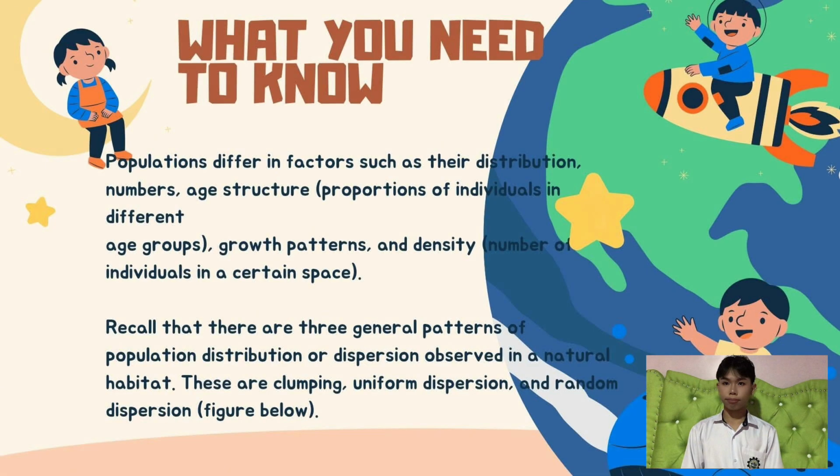Populations differ in factors such as their distribution, numbers, age structure, or proportions of individuals in different age groups, growth patterns and density, or number of individuals in a certain space. Recall that there are three general patterns of population distribution or dispersion observed in a natural habitat. These are clumping, uniform dispersion, and random dispersion. The next slide will show you the three general patterns of population distribution or dispersion observed in a natural habitat.